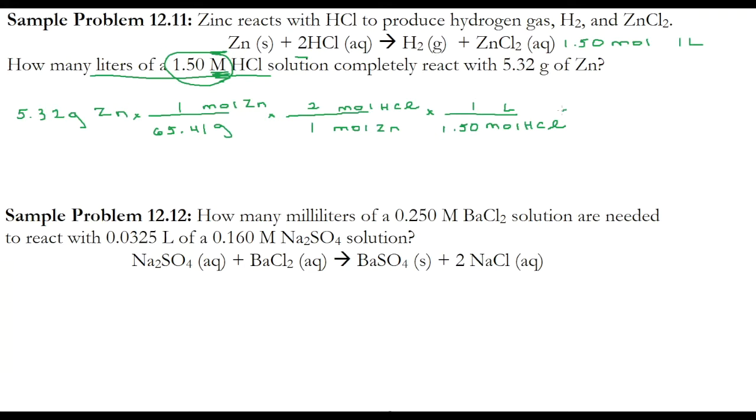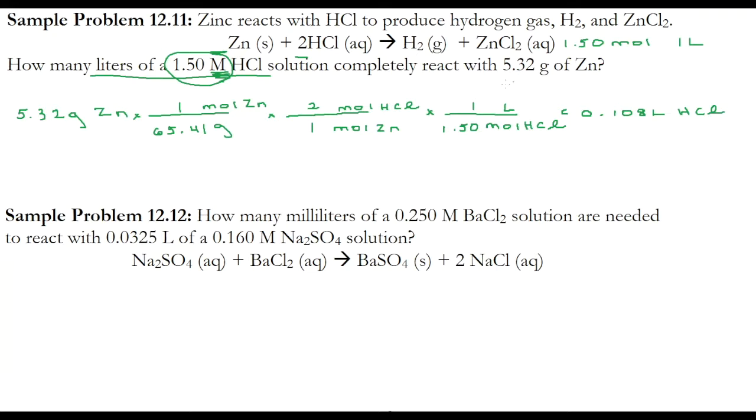And now I simply have to divide by 65.41, multiply by 2, and divide by 1.50. I want to have 3 significant figures, as I can see here, so what that's going to end up equaling is 0.108 liters of hydrochloric acid. Okay, so that's my answer. Let's try another one.